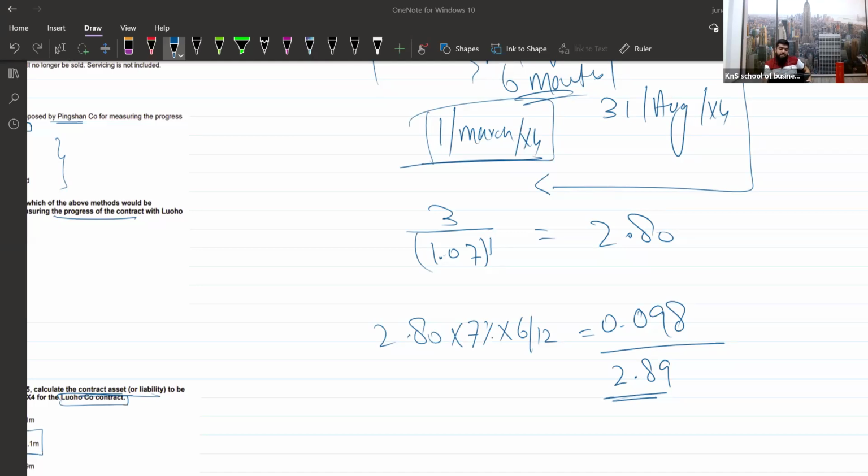IFRS 15 states that if there will be a future payment, there will always be a financing arrangement. It is something like you are giving a loan. Although you're saying that it's interest free, IFRS 15 states that no, it's not interest free. There is some interest in that particular 3 million amount. Are you getting the point, Adil?